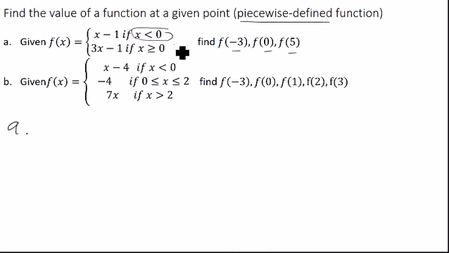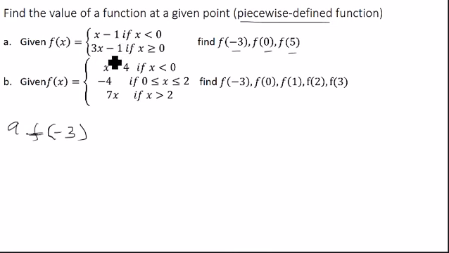In the second branch, we have 3x minus 1, and that branch is applied to all those values of x which are greater than or equal to 0. So the value of x equals 0 falls in the second branch. So let's move this away from there. Okay, so in part A, there are three values we have to find. The first one is going to be f at -3, or f of -3.